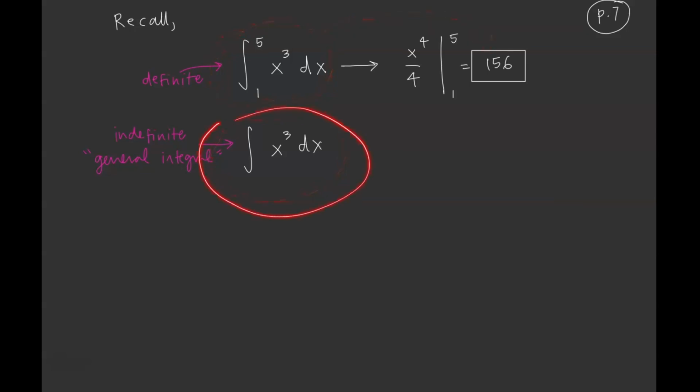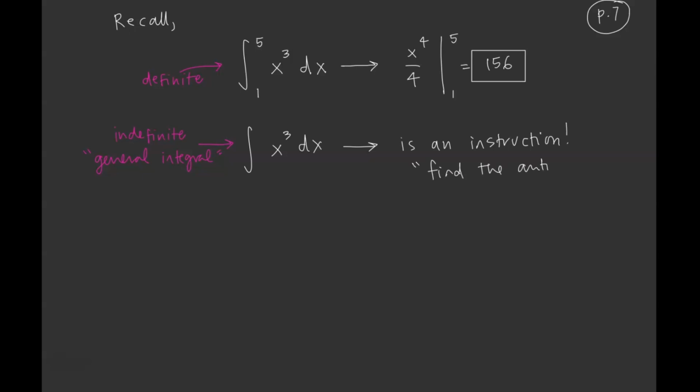But this integral, this is an instruction. It's saying find the antiderivative of x to the 3rd. So this is an instruction to you, and the instruction is find the antiderivative. And that would be x to the 4th over 4 plus c.